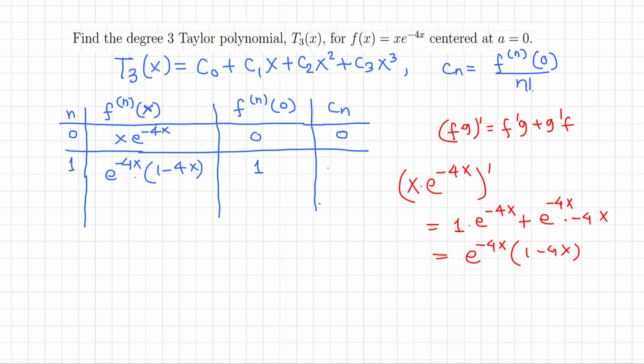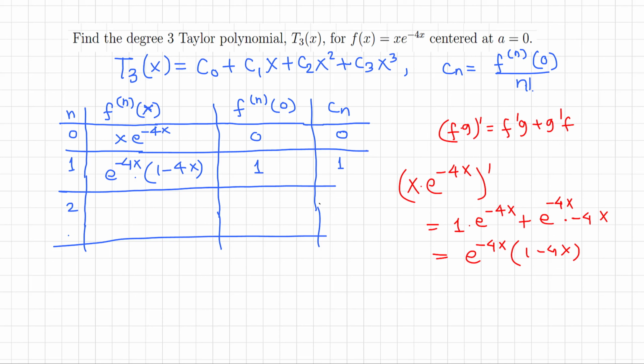So c1 would be this 1 divided by 1 factorial. 1 factorial is also 1, so this is simply 1. Okay, so this is c0, because n equals 0, and c1. We need to find c2 and c3.